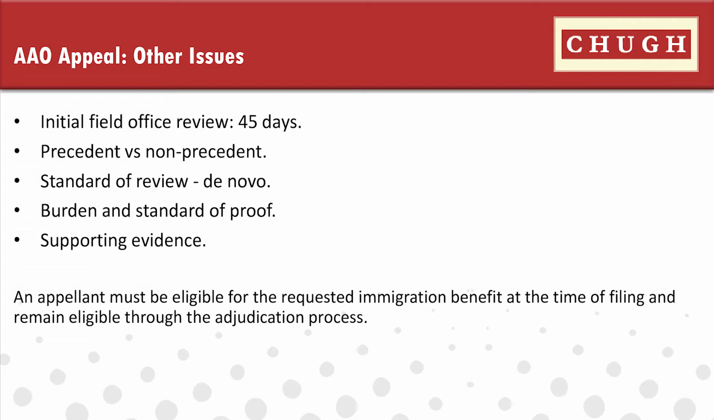But you must be eligible for the required immigration benefit at the time of filing and remain eligible through the adjudication process. So, for example, if you have an equivalent degree and you use education and experience to reach equivalency, at the time of filing your beneficiary needs to be qualified. You cannot use experience after your initial filing to get equivalency at the AAO stage. That doesn't work, because you need to prove that he's qualified for this position at the time of initial filing, not at the time when you file the appeal.